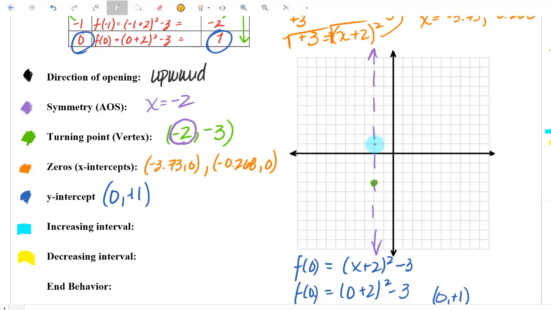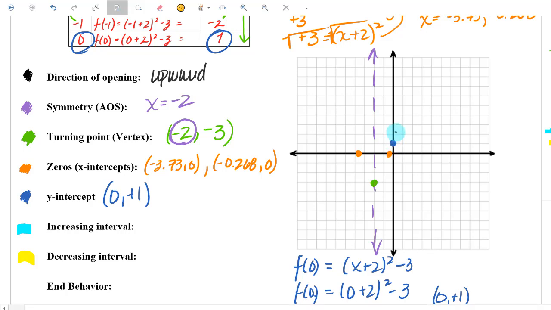Again, they're nice and rounded for us, but -3, so 1, 2, 3, and 7.3, so somewhere in there would be probably pretty good. And then -0.2, so it's going to be just a little bit to the left of the origin there. And my y-intercept is going to be +1, which will be there.